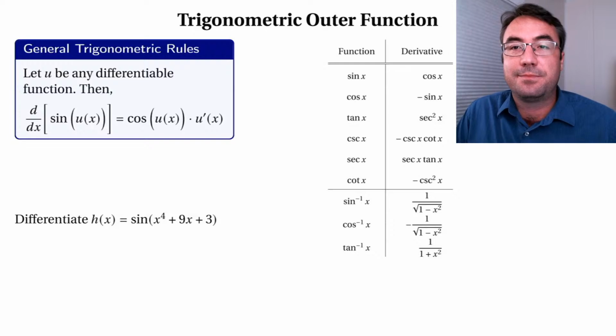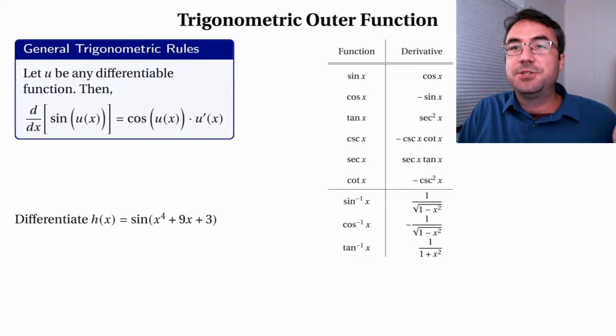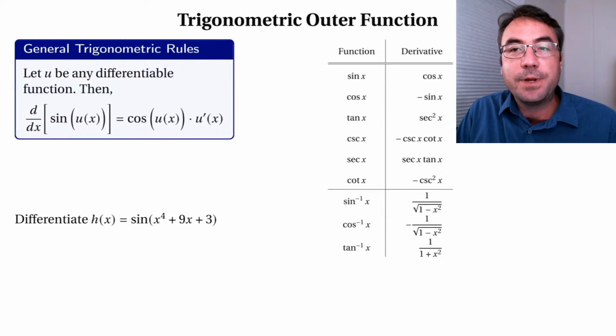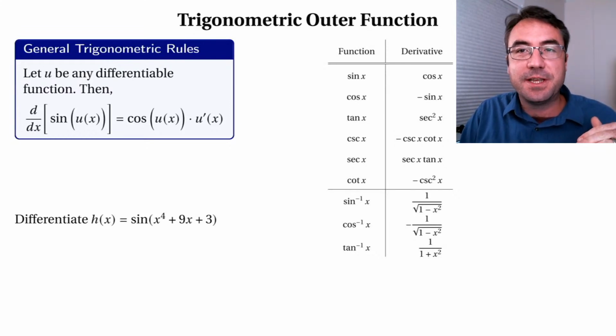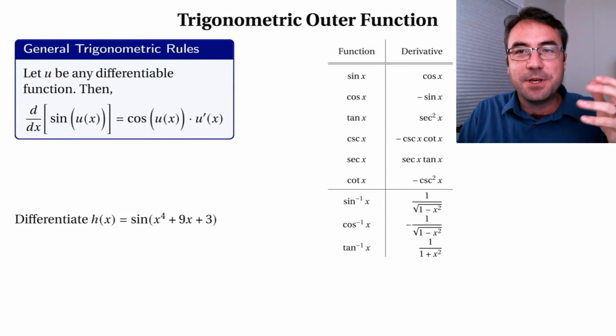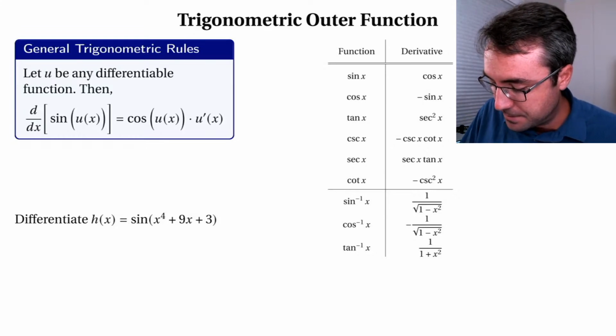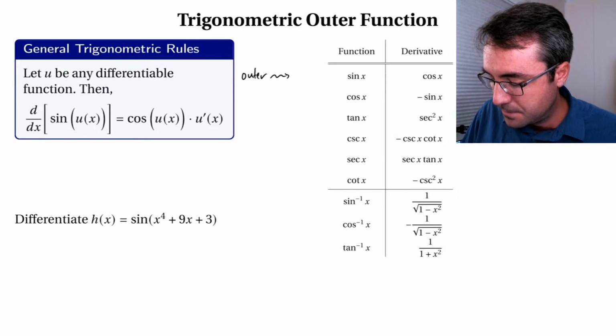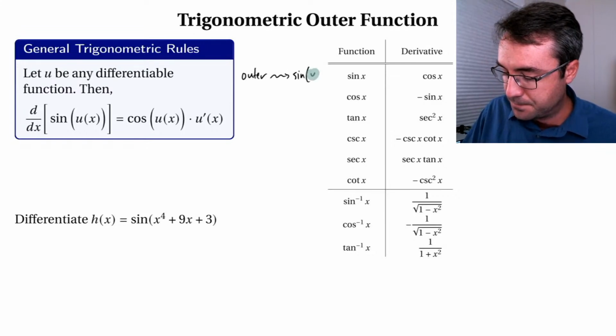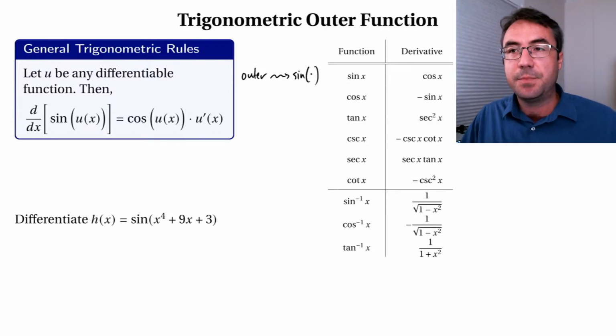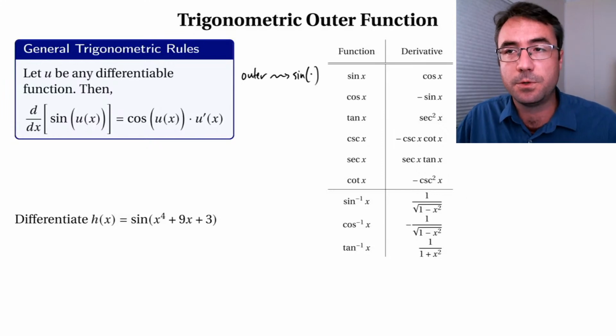So again, we have a very similar rule. Maybe we call it the general trigonometric rule, but it reads very similar. So let u be any differentiable function, then, and this is specific for sine, the derivative of sine of u of x is equal to cosine of u of x times u prime. We have a whole bunch of trig functions there, so there's a specific rule for each of those. The one we've stated is just particularly for sine. So here, our outer function is sine of u, or sine of whatever. But we have a whole bunch of other trig functions, so similar rules would apply for them.